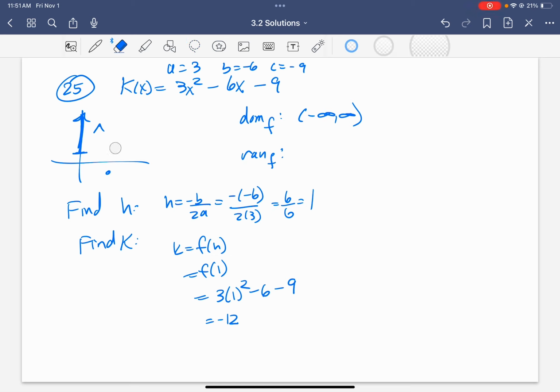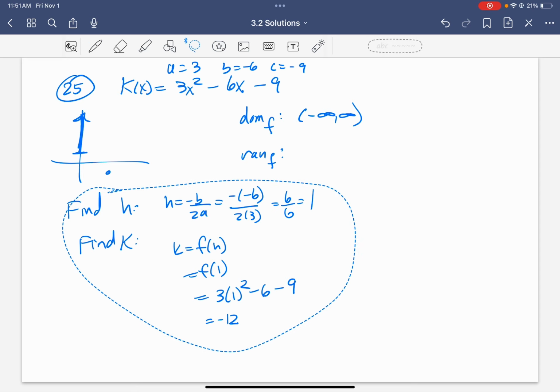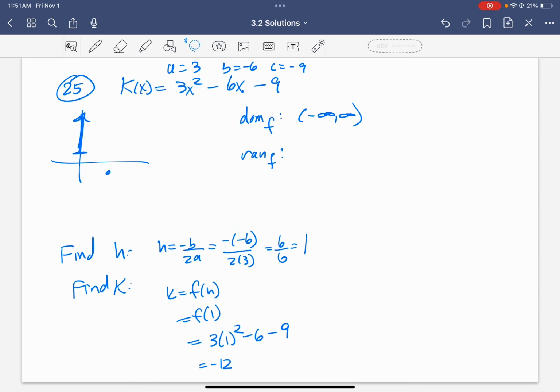Actually, let me delete it. So it's somewhere way down here. So grab this, pull it down here. And I know when it opens up, it's going to look something like this.